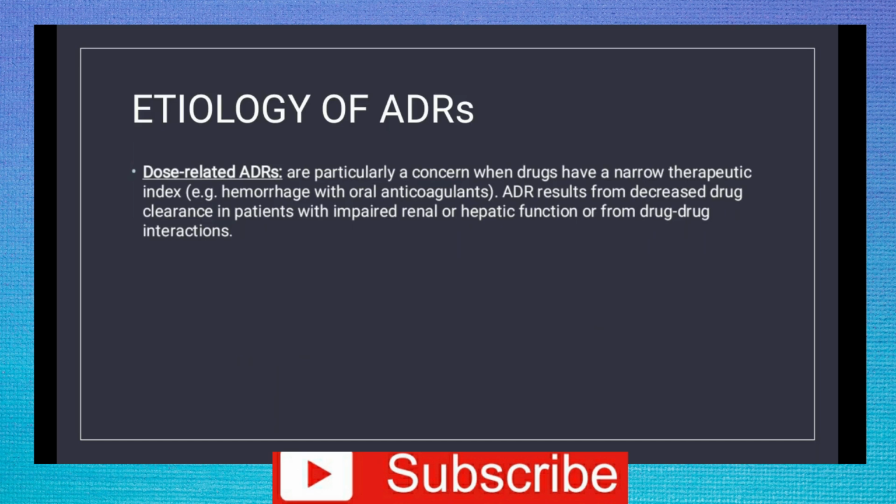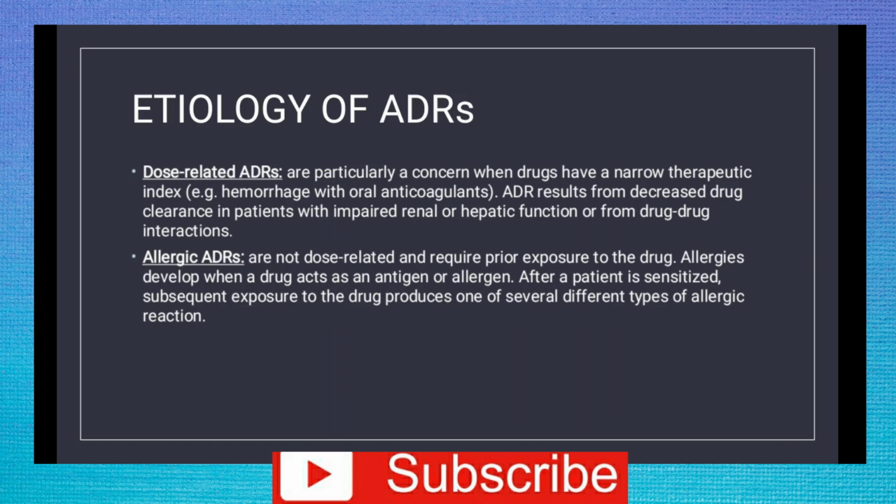So how does this dose related adverse drug reaction occur? When the drug clearance in patients is less, or when a patient is suffering from renal or hepatic dysfunction, then obviously there will be decreased drug clearance in patients, or from drug-drug interactions. And the next one is allergic adverse drug reactions.